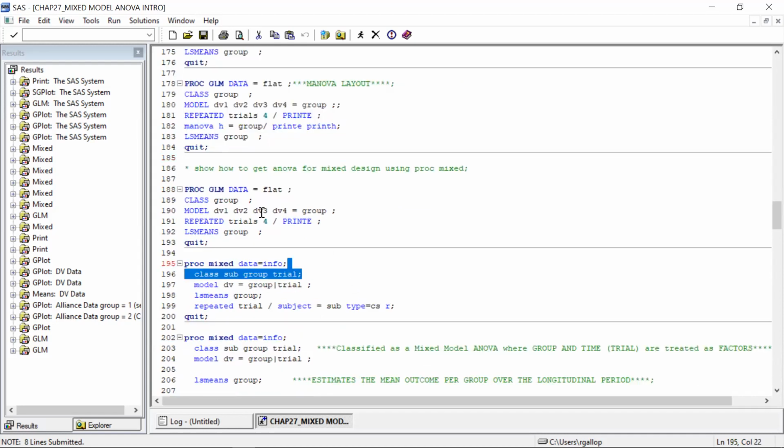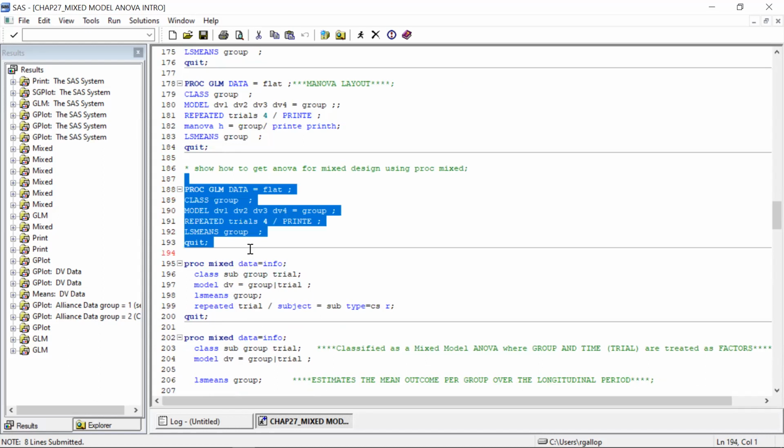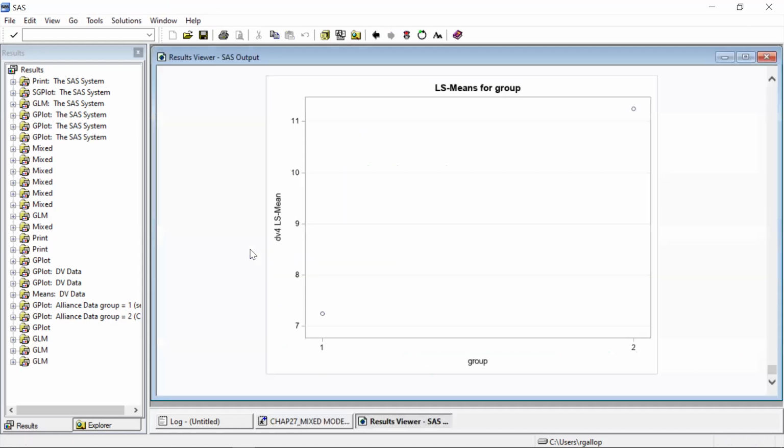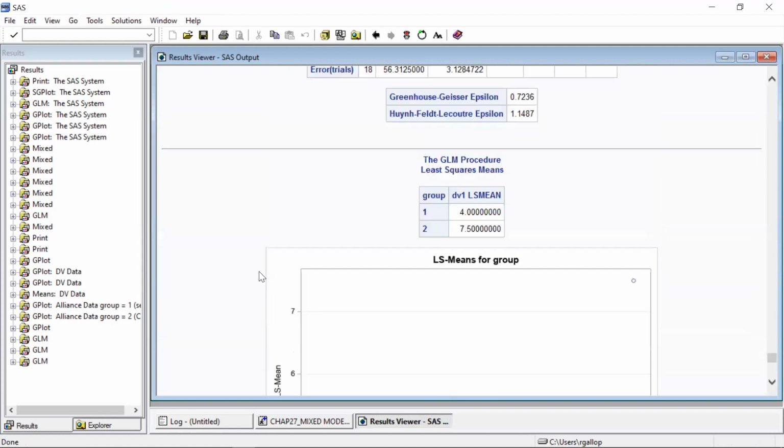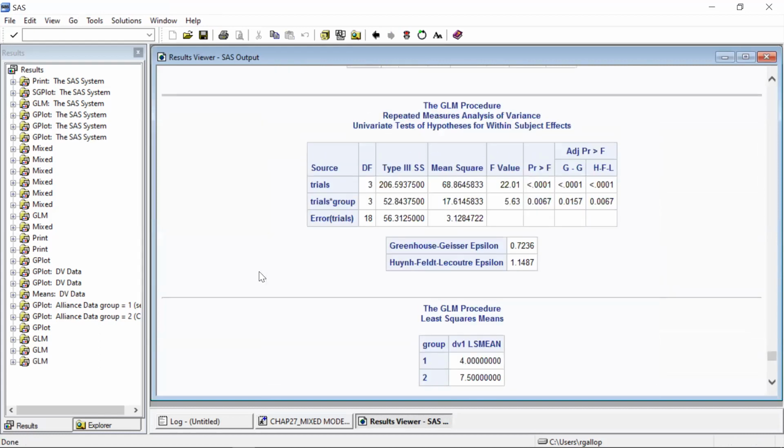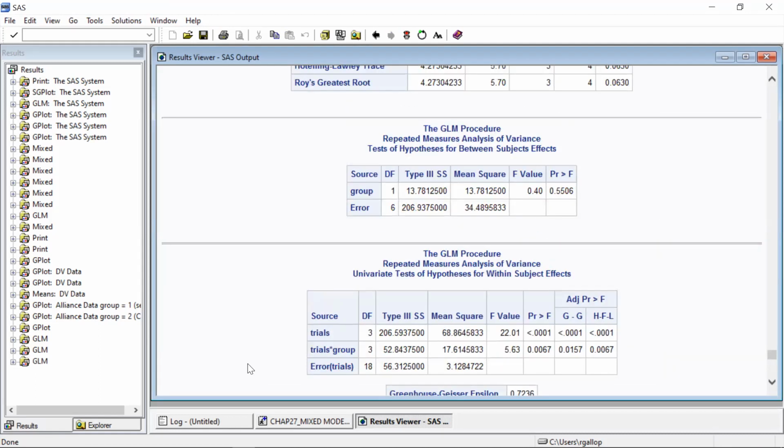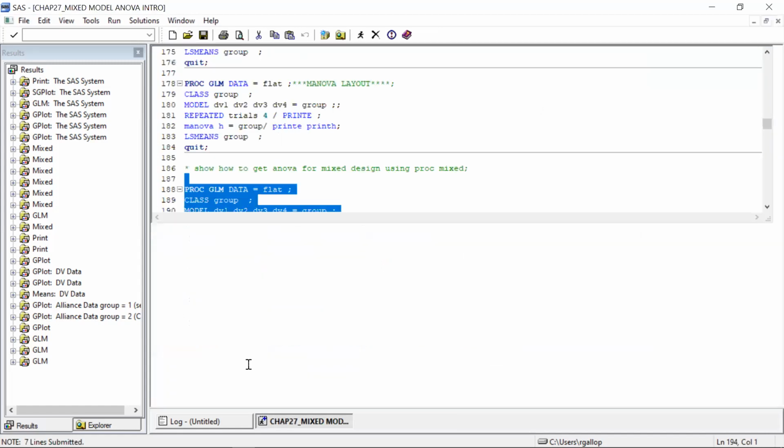For us, again, I'm just going to look at this really quick. So this is the repeated measures ANOVA. With the repeated measures ANOVA, we can see here that the affected trial group is 0.0067. Trial is less than 0.0001. And then we slide up a little bit more, and the group effect is 0.5506. So we see that filled out for the repeated measures ANOVA.